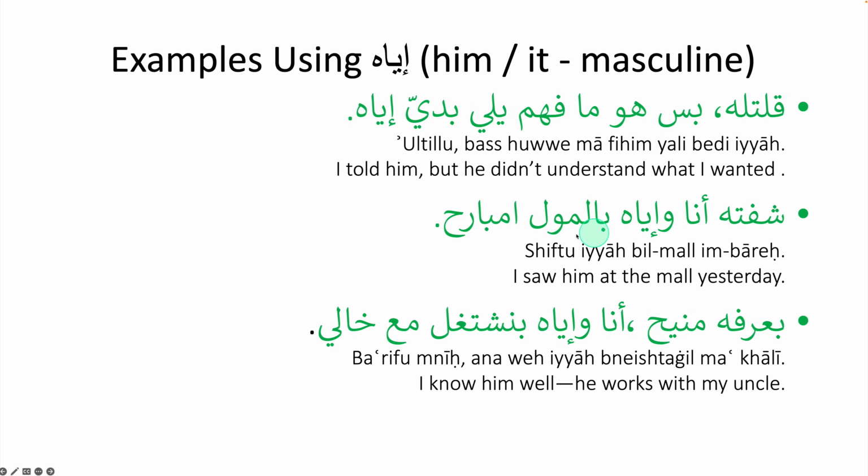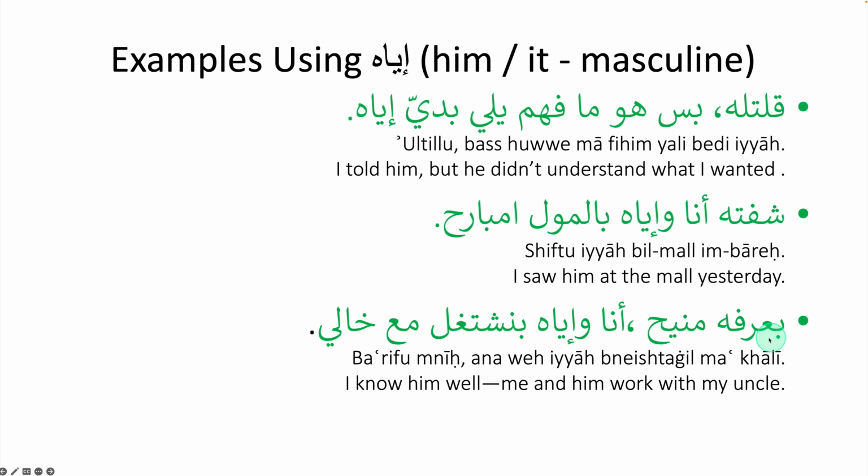شفته أنا وإياه بالمول امبارح. So me and him saw him. So we're talking about another person. بالمول, in the mall, in the city center or the shopping center. امبارح, yesterday. I saw him at the mall or the shopping center yesterday. شفته أنا وإياه بالمول امبارح. Me and him saw him at the shopping center yesterday. So إياه, there we're putting emphasis that you saw him.